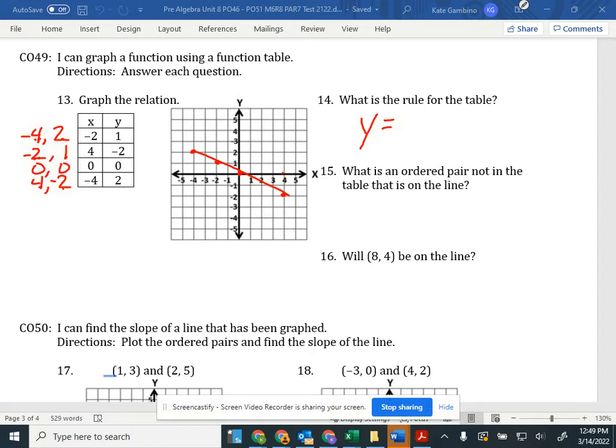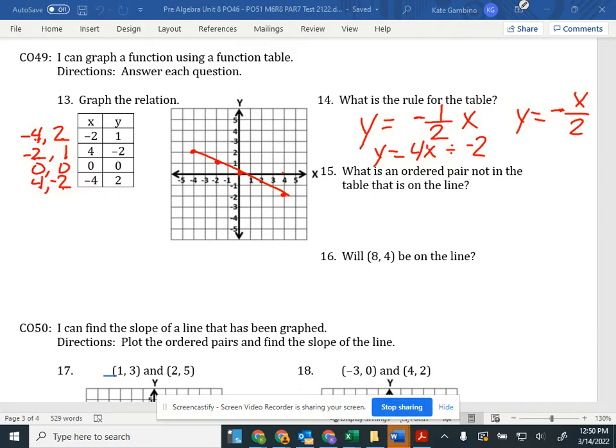So, we know that there is a negative. We know that the y is half of our x. Some of us forgot that negative. Some of us didn't simplify. And so we came up with something else that means the same thing. We could say y equals negative x divided by 2. It's the same thing. I saw somebody do y equals 4x divided by negative 2.